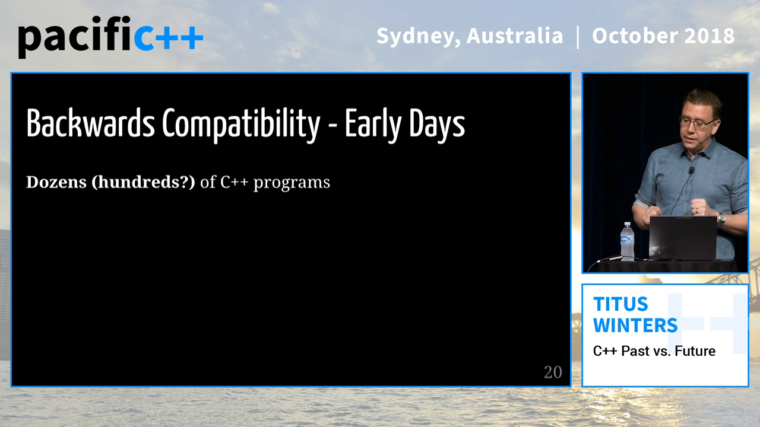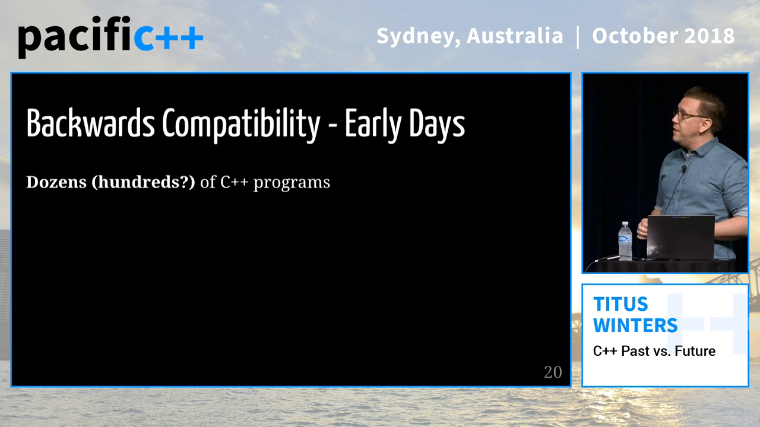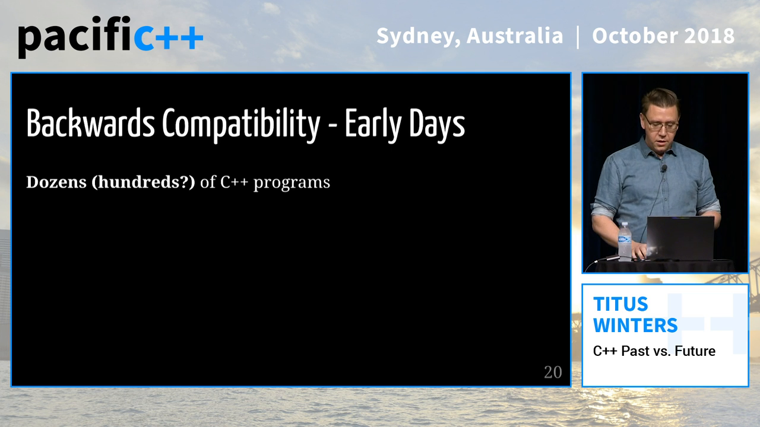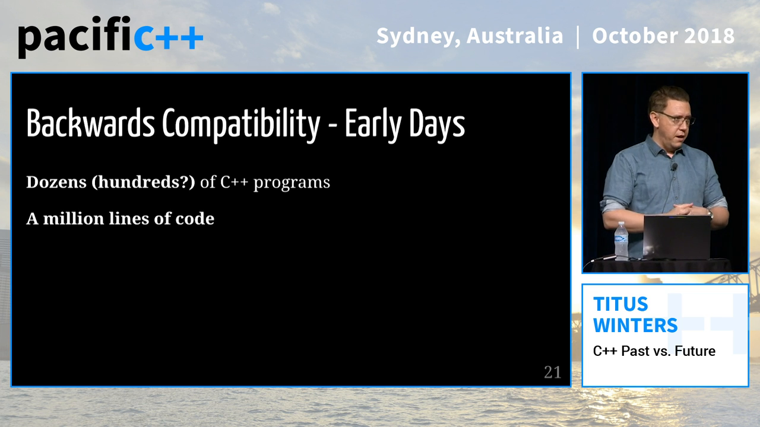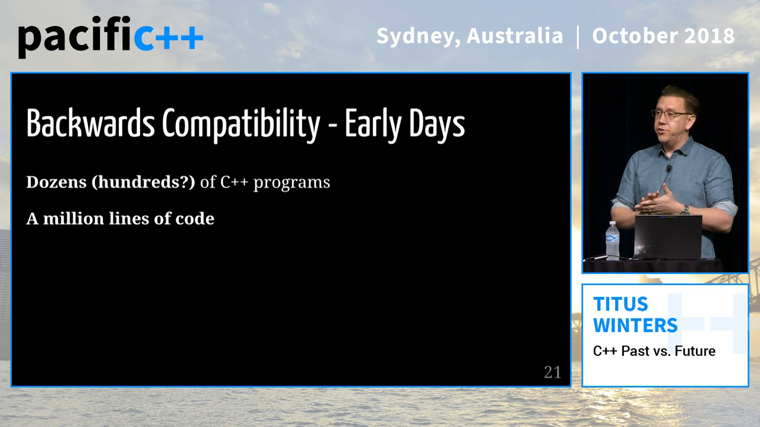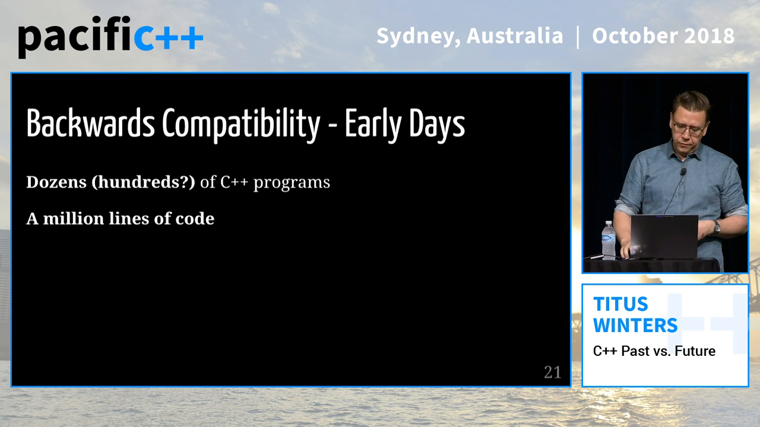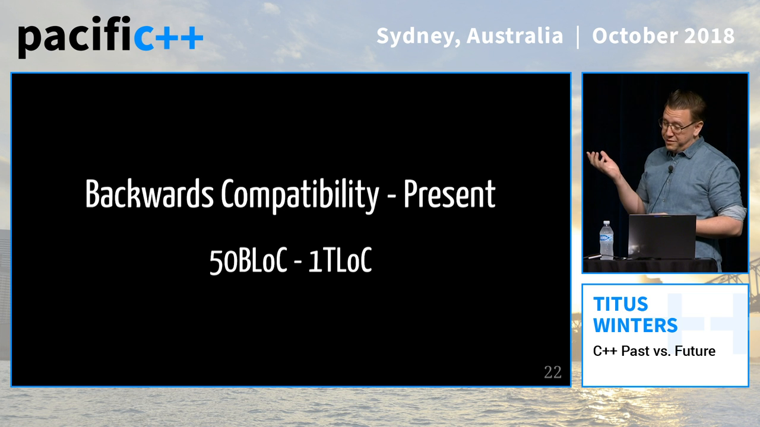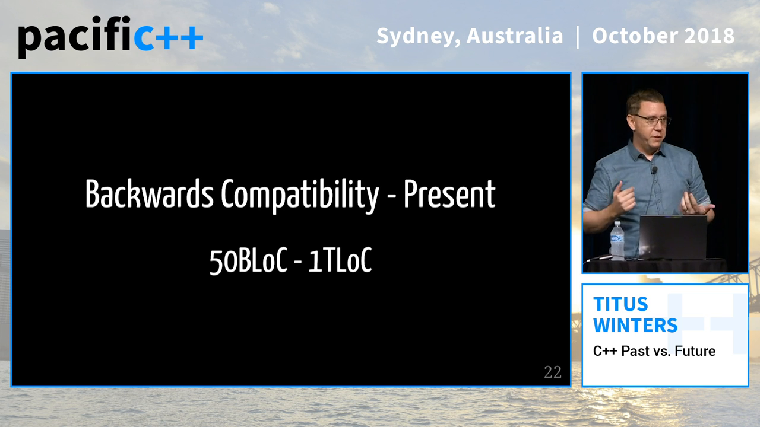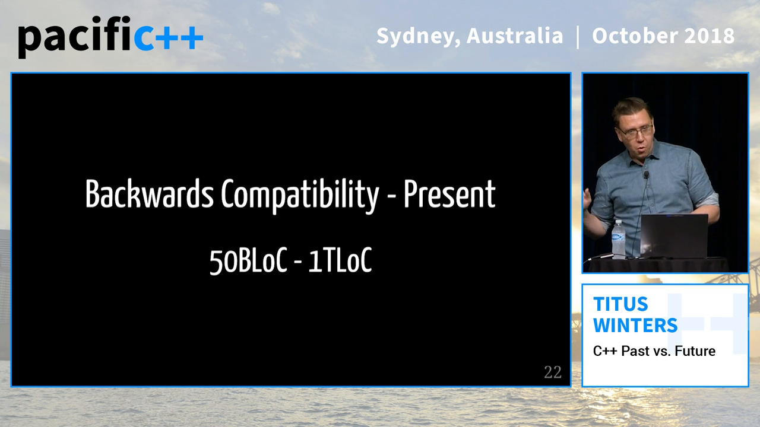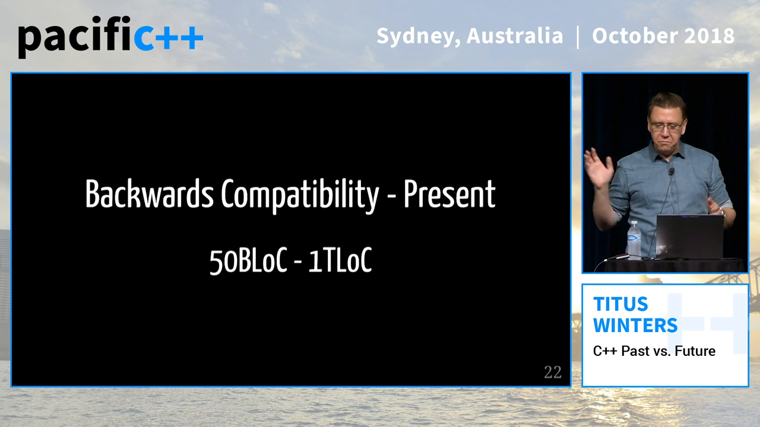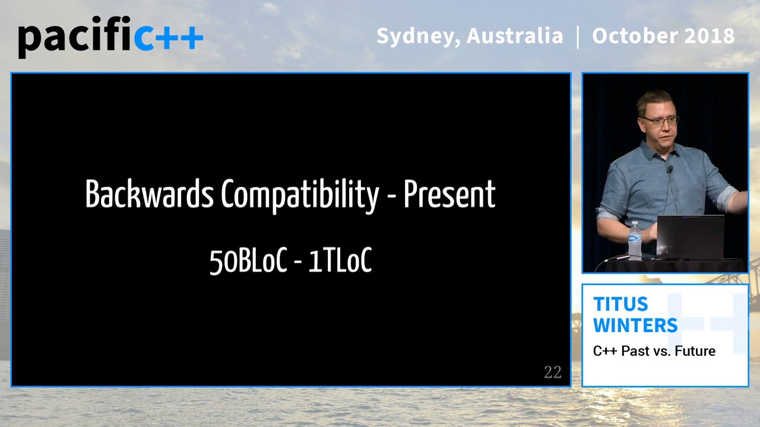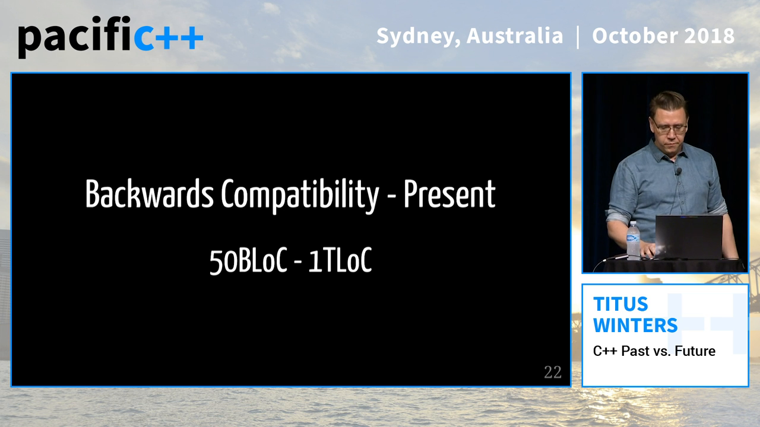And back during those early days, where backwards compatibility was first being discussed, there were probably dozens, maybe even hundreds of C++ programs. There might have even been a million lines of code. Asking for a rewrite of all of that code to accept a new feature would have been asking for a lot. These days, I estimate that there's probably somewhere upwards of 50 billion lines of C++ code. There's probably not a trillion lines of C++ code. Probably, it's sort of my error bars on that. But we'll be conservative here for the sake of argument and just say 50 billion.